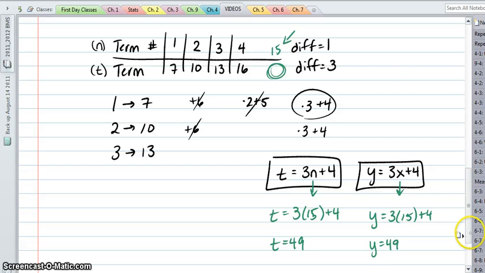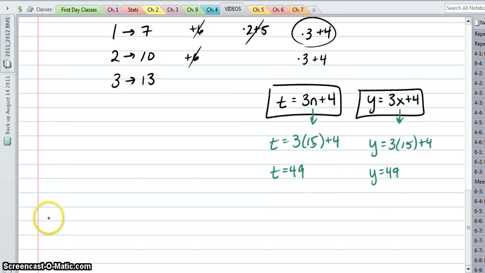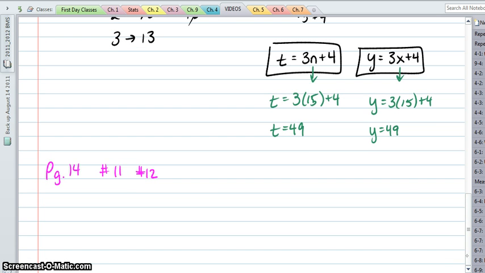I'd like you to practice just a little bit now, so if you could grab your handout on page 14, I would like you to go ahead and try numbers 11 and 12. So pause, work through those, and when you're ready to see the solution, hit unpause.